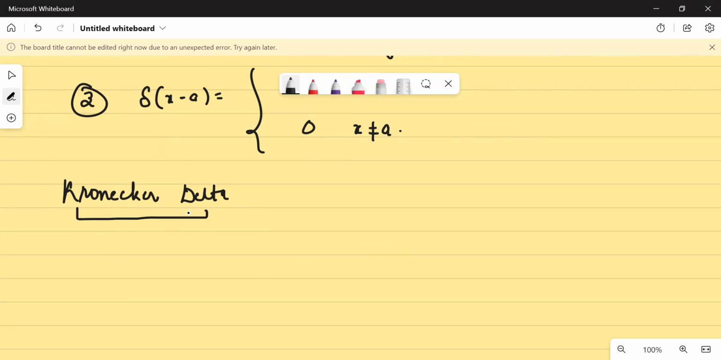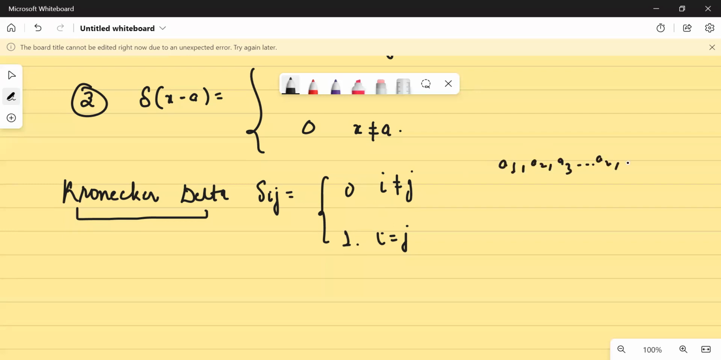So what does Kronecker delta do? Kronecker delta works as if it is a filter. The Kronecker delta δij is equal to 0 if i is not equal to j, and if i is equal to j, then it is equal to 1. So for example, if I am provided a sequence a1, a2, a3, ..., a_i, a_(i+1), ..., a_n, let's say this is your sequence.